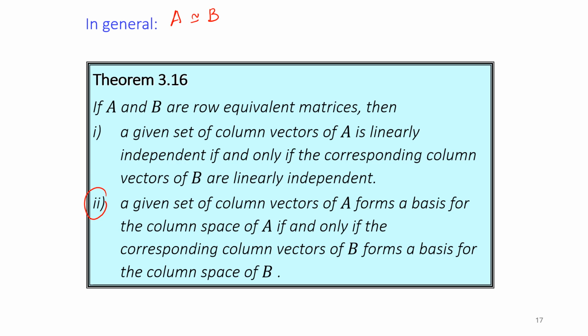It states here that we look at the corresponding columns. For a basis for the column space of A, we look at the corresponding vectors in B, and those vectors in B are going to form a basis for the column space of B. To understand this, we may look at the next example.